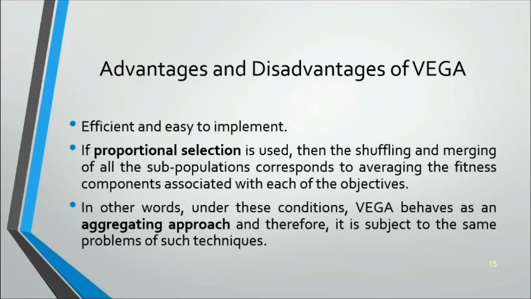So in other words, under these conditions, VEGA behaves as an aggregating approach, and therefore it is subjected to the same problems of such techniques. So that is the difficulty. If we employ the proportional selection only, then this VEGA, the vector evaluated genetic algorithm, behaves like an aggregating approach that we discussed before, and it will also have the same problem as the aggregating techniques.